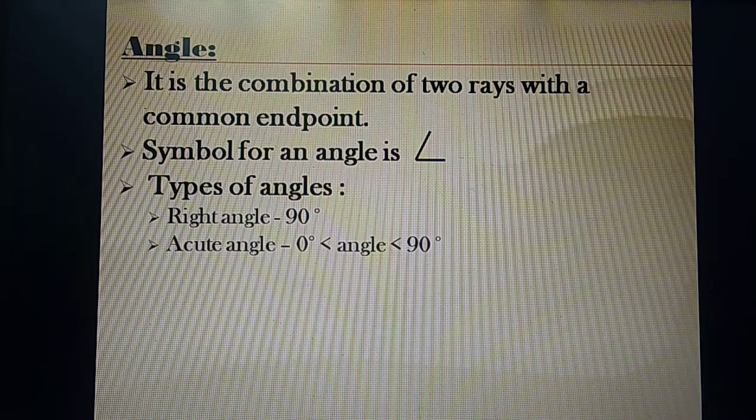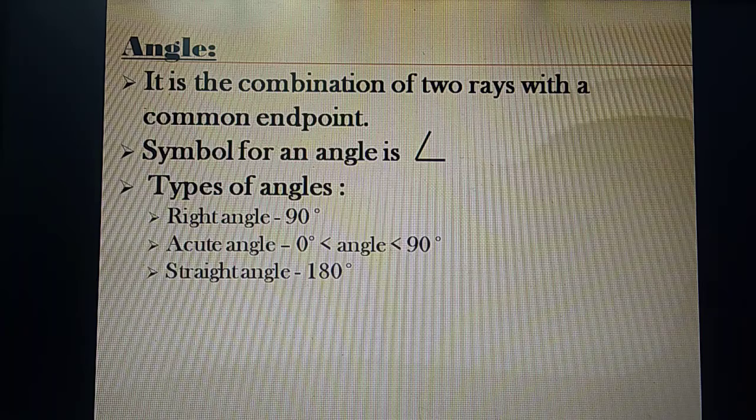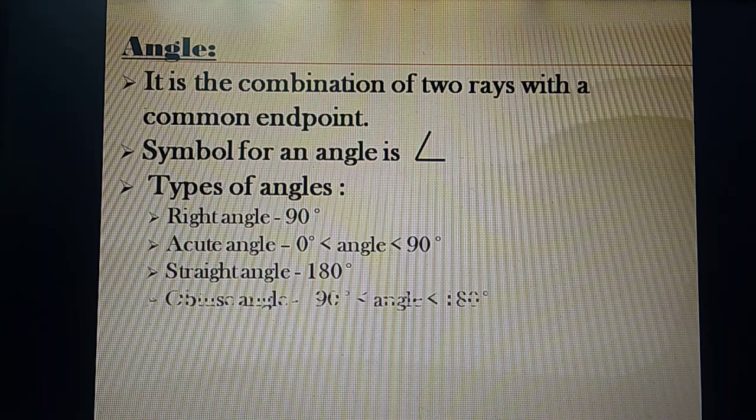The next category is acute angle. The angle is between 0 and 90 degree. That is, it is greater than 0 degree but lesser than 90 degree. Straight angle, the value is equal to 180 degree. Obtuse angle, the value is greater than 90 degree but smaller than 180 degree.